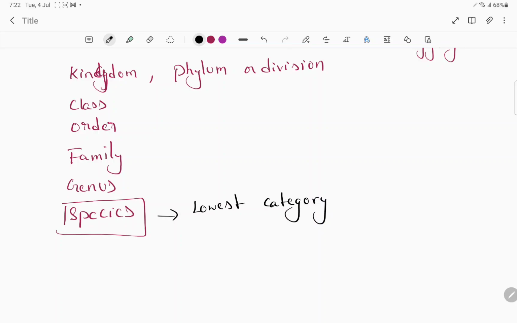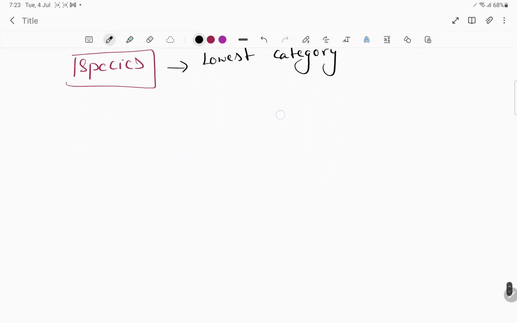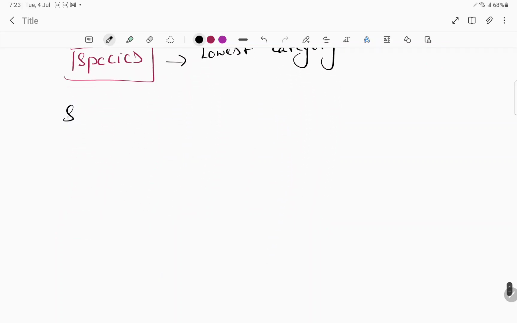Lowest category. And to place an organism in various categories, the basic requirement is knowledge of the characters of an individual or a group of organisms. This helps in identifying similarities and dissimilarities among individuals of the same kind of organisms as well as other kinds. So let's talk about the hierarchy of categories. Very first thing is species.